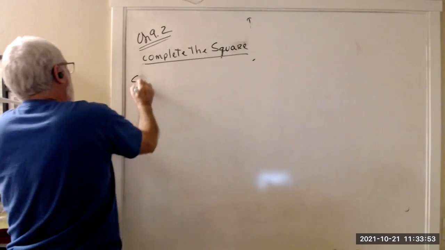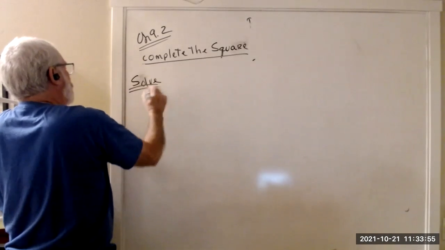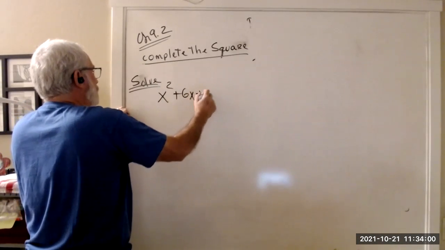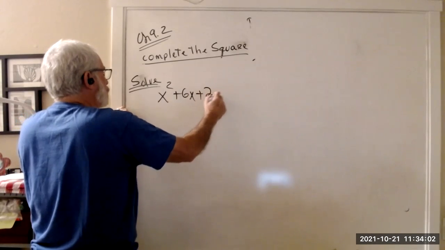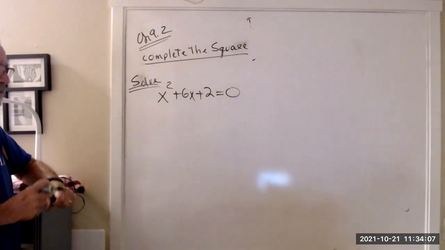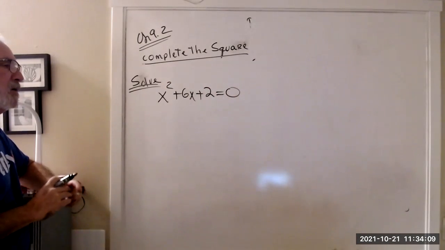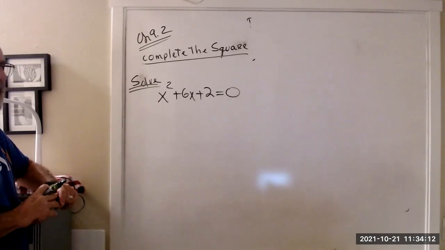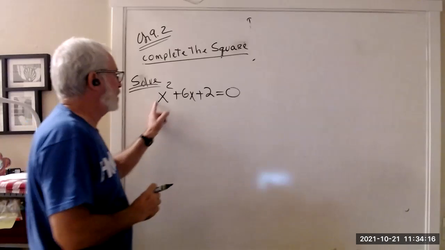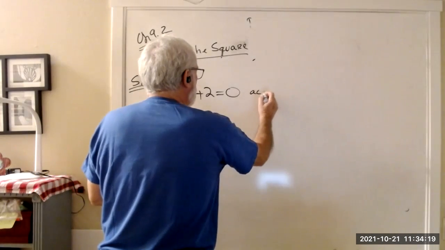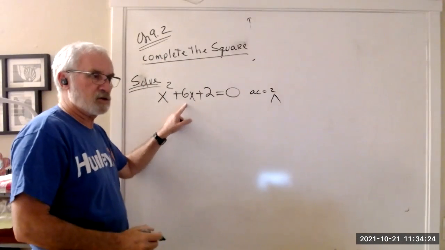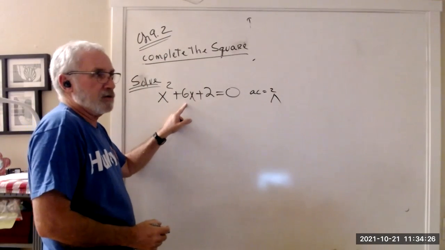All right. I'm just going to solve this problem. Here we go. X squared plus 6x plus 2 equals 0. Okay. Now, it does not factor, because think of your AC. Your AC is 1 times 2, which is 2. There's no way you could break 2 down to make 6. So this doesn't factor.